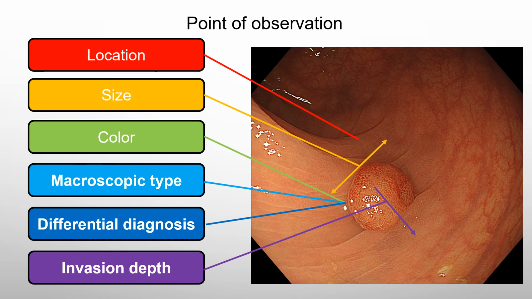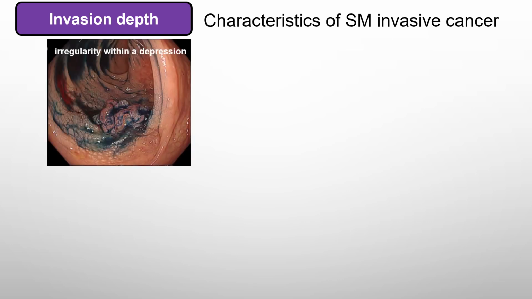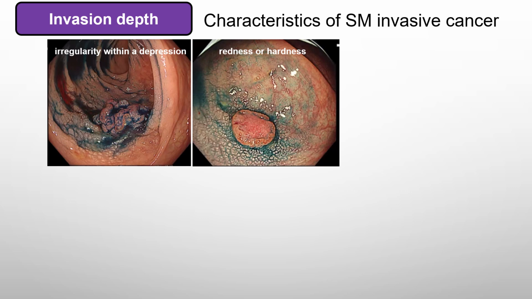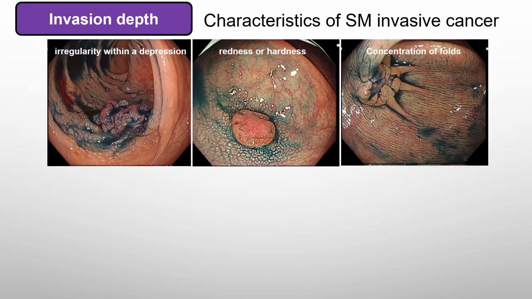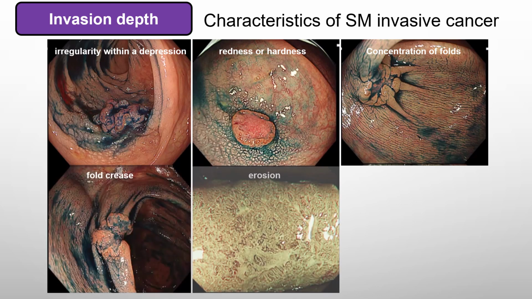Invasion depths. Endoscopic features of white light imaging in SM invasive cancer are irregularity within a depression, redness or hardness, concentration of folds, fold crease, erosion, and tension.